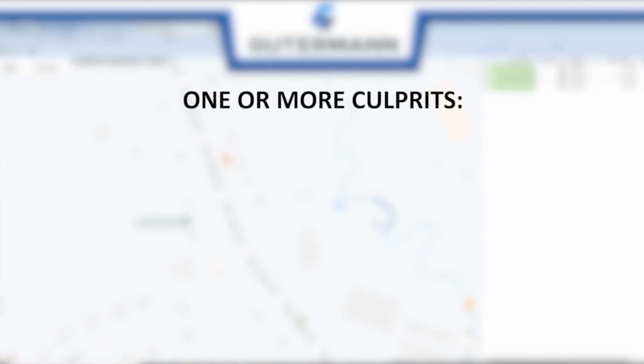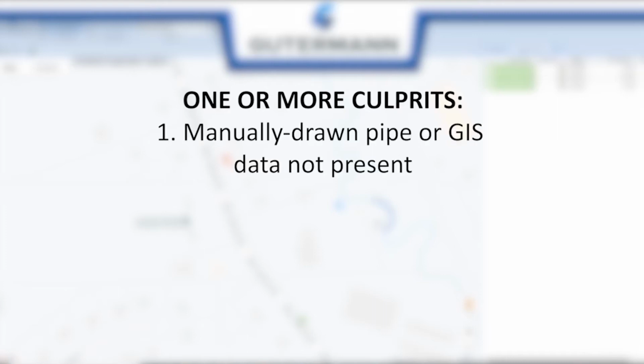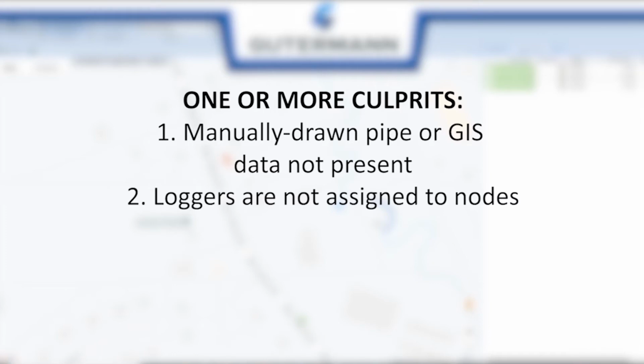So here's a quick checklist to go through to find the culprit, to find the reason that this double-headed arrow is appearing. So first, either manually drawn pipe or GIS data is not present. So if there's no pipe, then the loggers can't be connected to that pipe, and ZoneScan Net can't tell you where that leak is, which leads us to our next culprit. Loggers are not assigned to a pipe node. So you want to always make sure that your loggers are, first, where they're supposed to be, and second, assigned to a node that is closest to them.